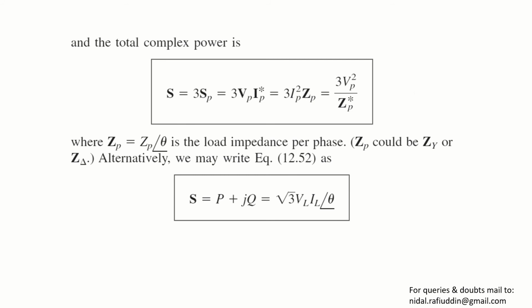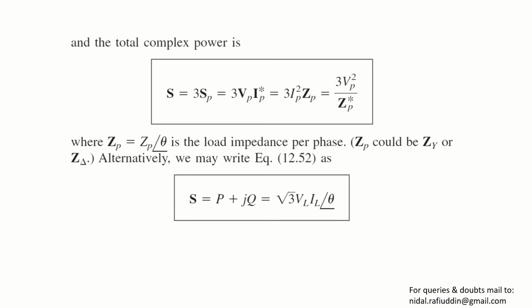And Zp is written as Zp angle theta. This is what we normally see in AC circuits, that impedances are written in either polar form or Cartesian form. There is always an imaginary component when we deal with AC circuits having inductances and capacitances. So Zp is the load impedance per phase. Zp could be Z star or Z delta depending upon whether the system is star connected or delta connected.